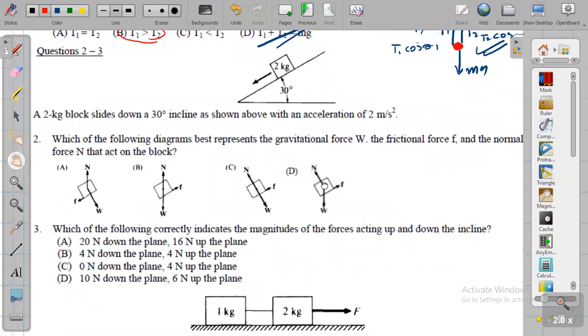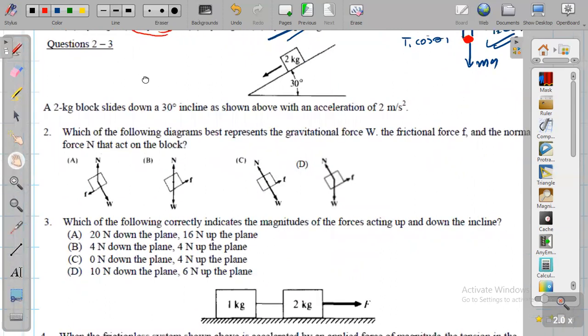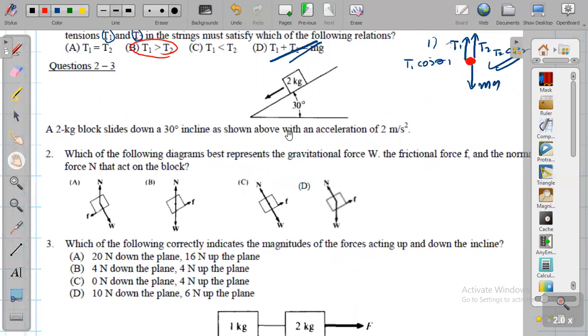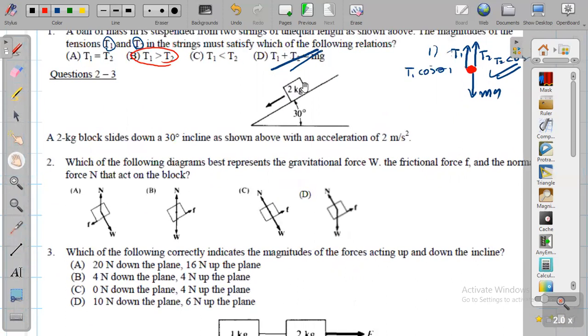Okay. The questions 2 and 3 are based on this inclined plane. A 2-kilogram block slides down the 30-degree incline, as shown above, with an acceleration of 2 m/s². It is a downward acceleration along here.